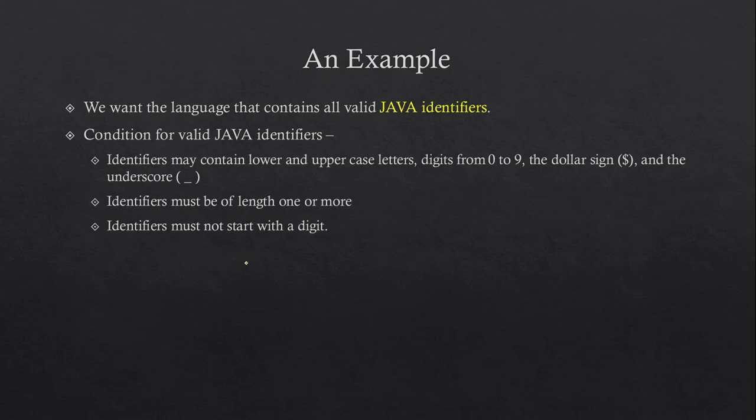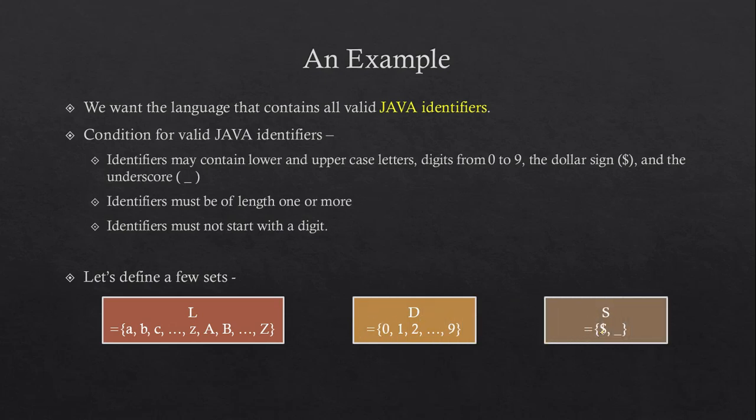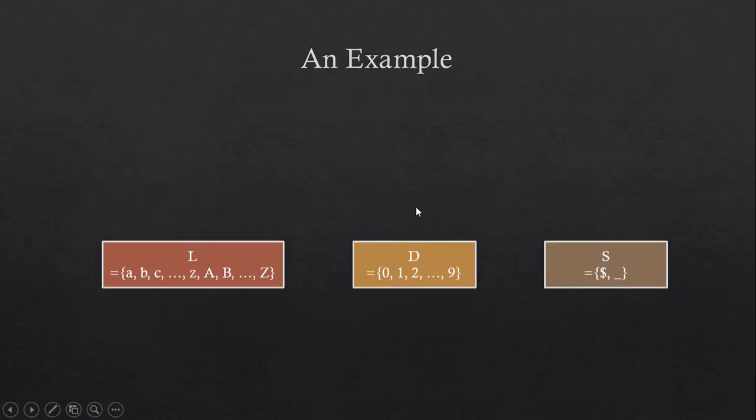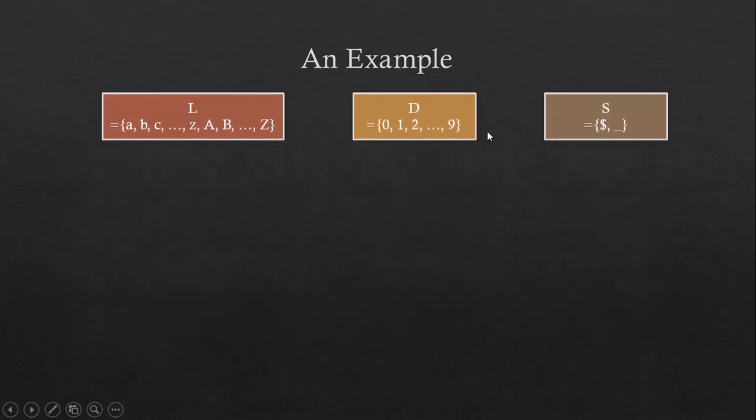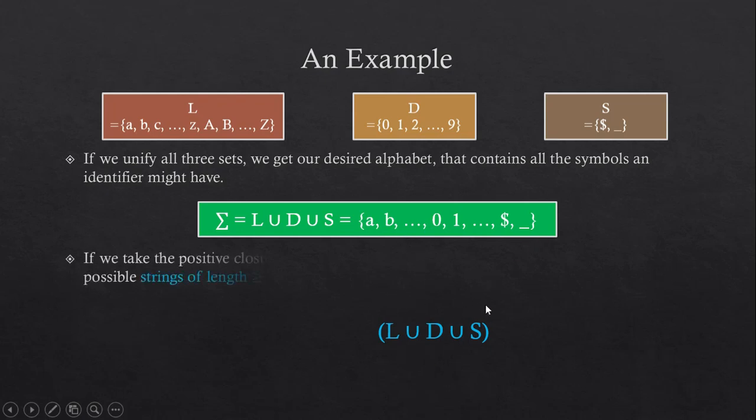So to solve this problem, let's first define a few sets. First of all, we have the set of letters. All the small and uppercase letters are in the set L. We have the set of digits, and we have the set of symbols that contains the dollar and underscore sign. Now, to get the alphabet of the Java identifiers, we need to take a union of all these three sets. If we take a union, we get a set that contains all the symbols we might encounter in a Java identifier. Now, to create any string of any length using these symbols, we need to take a closure.